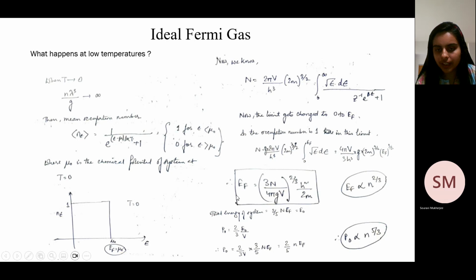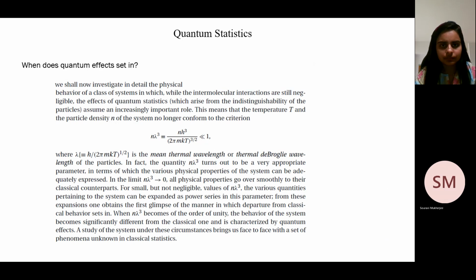If you use that relation, you would find that the Fermi energy depends on the number density by this expression. All the other terms are constant. So E_F is proportional to the number density to the power 2/3. And then if you use the relation between pressure and energy, you would see that the pressure goes as n to the power 5/3. Now, these factors obviously will depend on what kind of dispersion relations you have and what is the dimension of your system. So this was for the ideal Fermi gas.